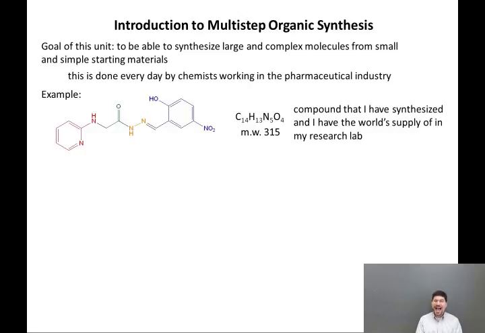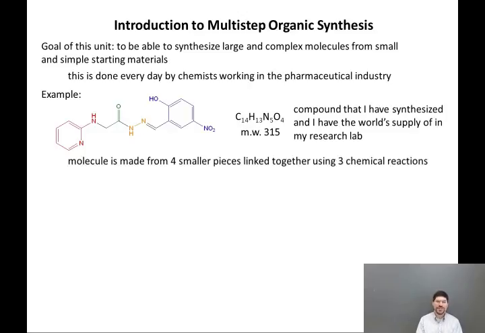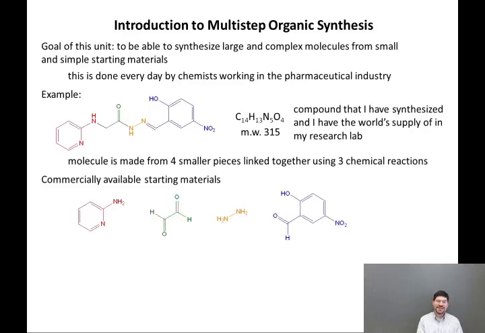So now the question is, how do I make this, and what are my starting materials? Well, I gave you some hints by the color coding in this structure. The molecule is made from 4 smaller pieces that are linked together using 3 chemical reactions. So we have a red piece, a green piece, a yellow piece, and a blue piece. I'm not going to name all of these structures for you, but what you should note is depicted below here are the actual starting materials that I used in the synthesis of this compound.